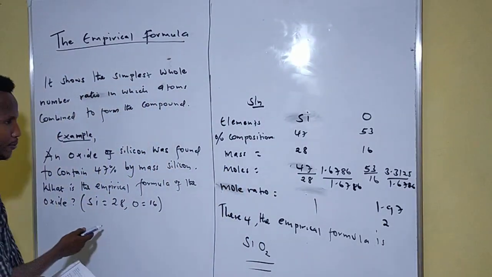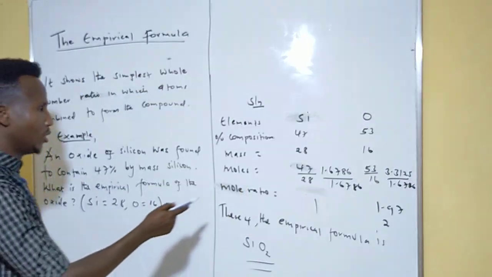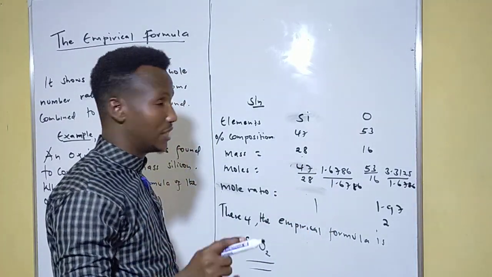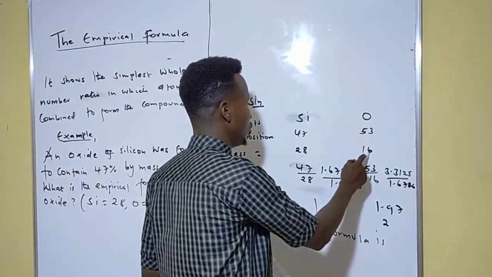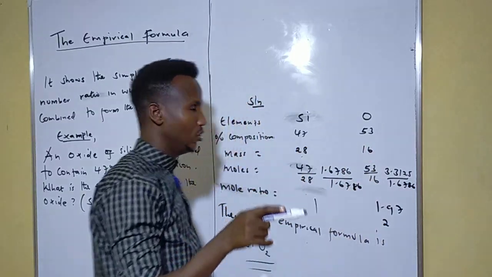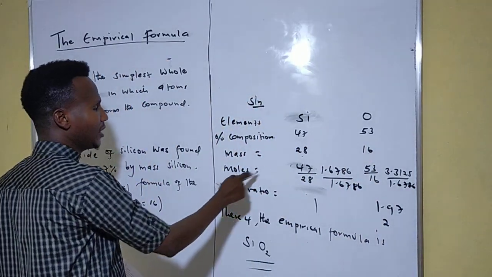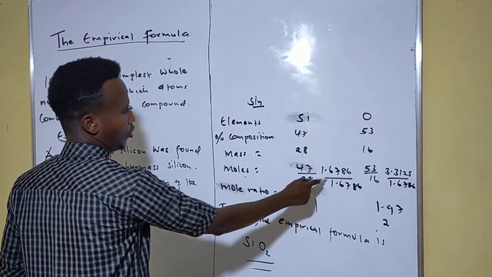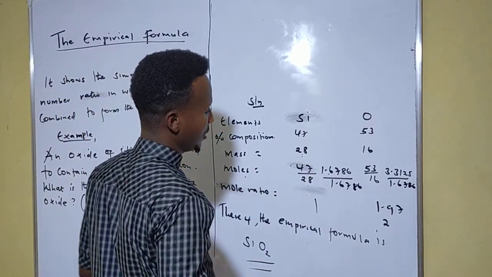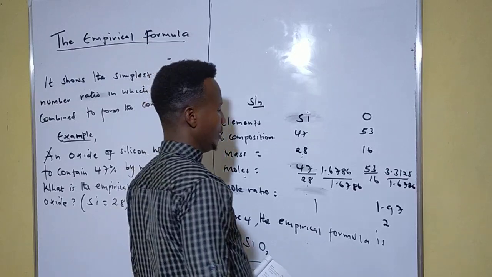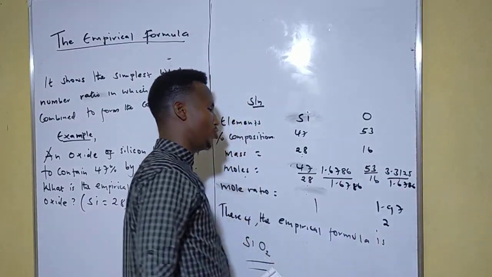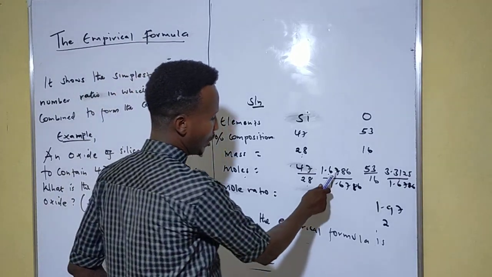Then you have the masses. They will give you these in the bracket. So the mass of silicon is 28, because silicon is 14, times 2 is 28. Oxygen is 16, 8 times 2. Then after that, you're going to get moles. Moles is this divided by this one. This will give us 1.6786. Then 53 divided by 16 is 3.315. So between these two, which one is smaller?